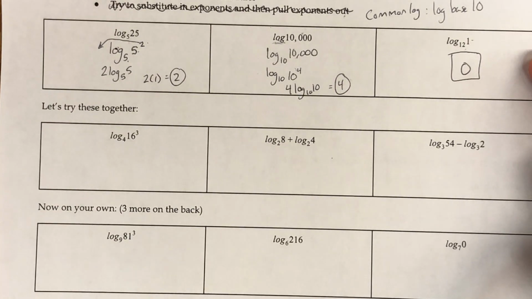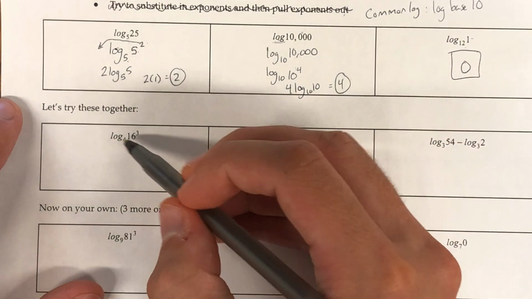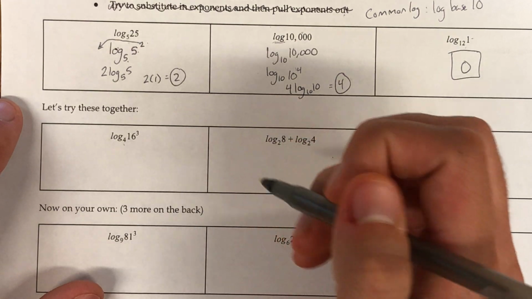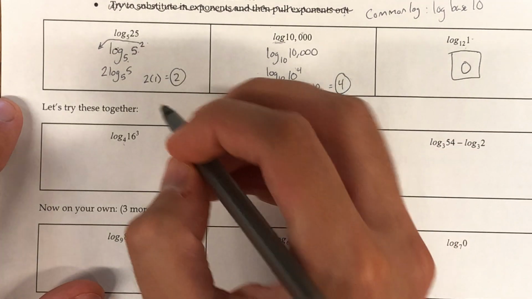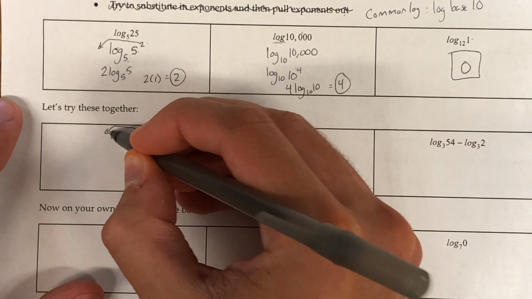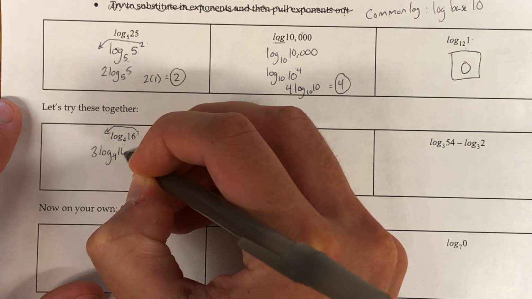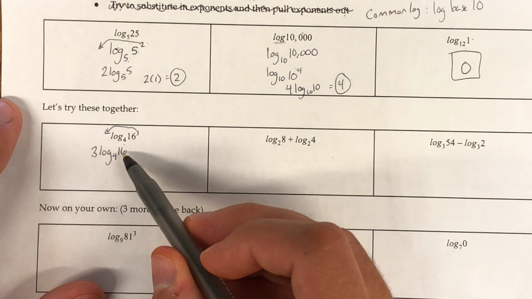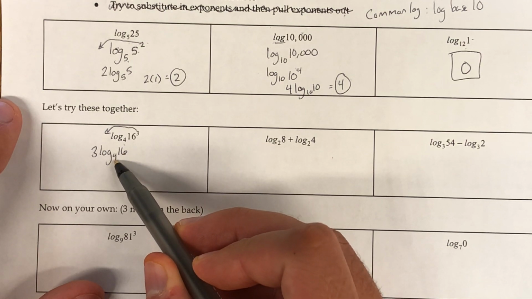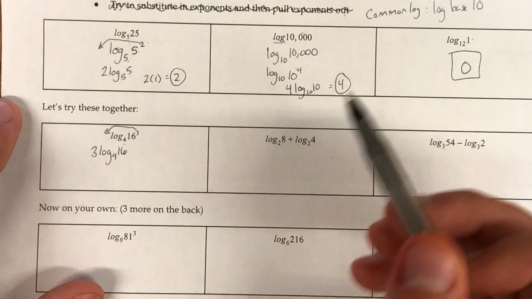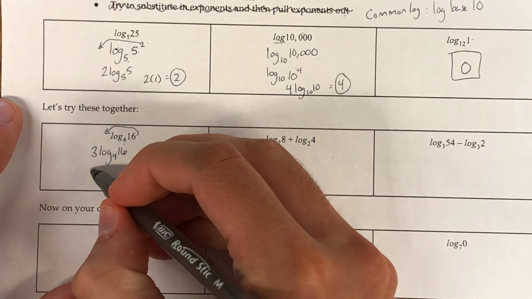All right, let's do a few more here. So we have log base 4 of 16 to the 3rd. One thing we can do first is bring that 3 out front. So we have 3 times log base 4 of 16. Now I know we have a base 4, so if we can get 16 as 4 to the power of something, that's going to help us.